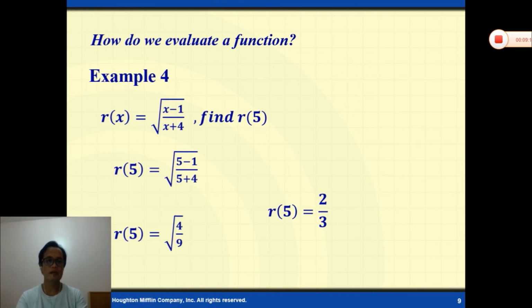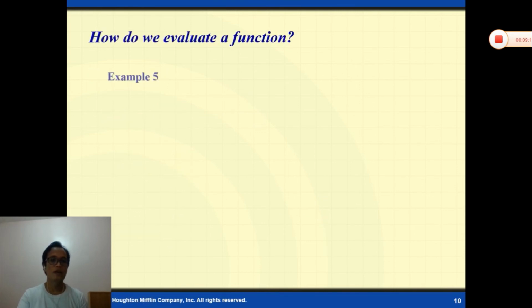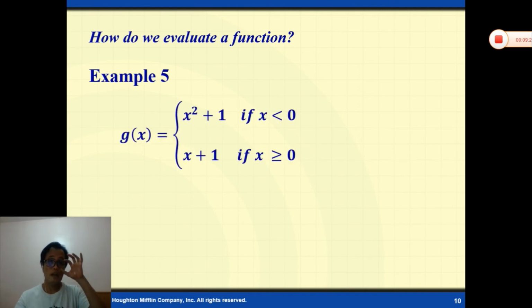Now, for the last example, you are given a piecewise function. The difference for this function is that the piecewise function is composed of two or more functions embedded in one function. And each of the given functions has restrictions. So meaning, we can only allow the domain for each function depending on the restrictions.